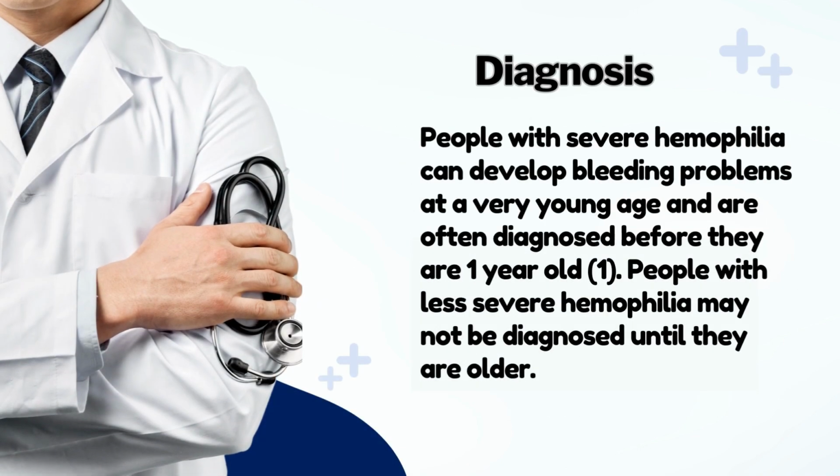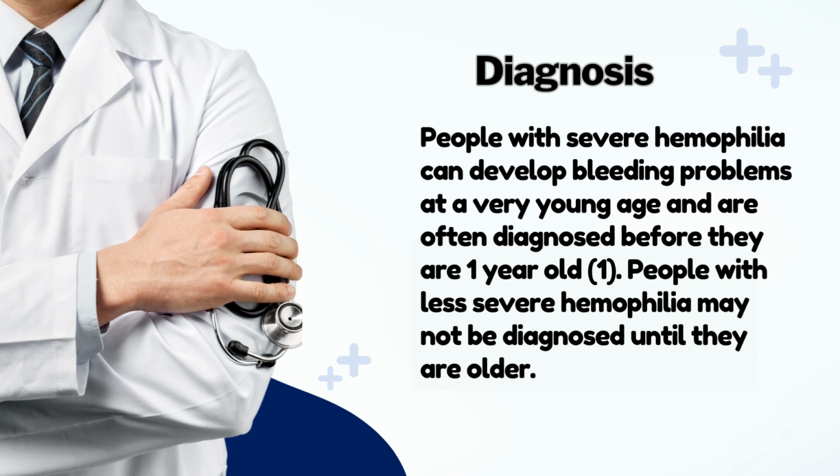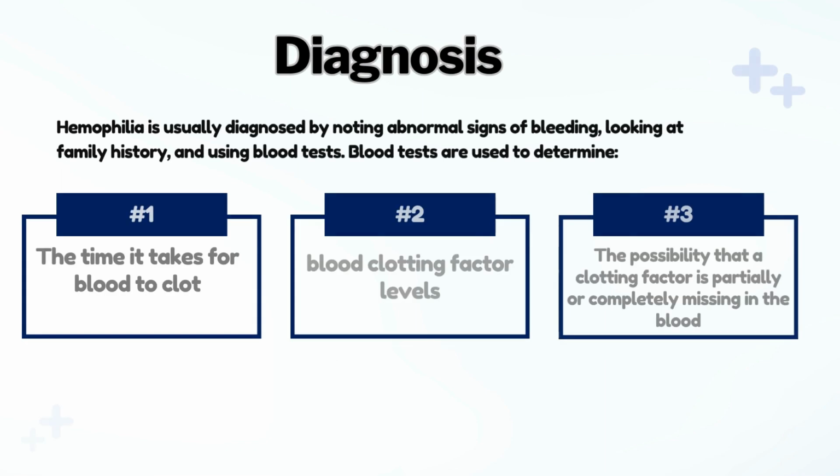Diagnosis. People with severe hemophilia can develop bleeding problems at a very young age and are often diagnosed before they are 1 year old. People with less severe hemophilia may not be diagnosed until they are older. Hemophilia is usually diagnosed by noting abnormal signs of bleeding, looking at family history, and using blood tests. Blood tests are used to determine: 1. The time it takes for blood to clot, 2. Blood clotting factor levels, 3. The possibility that a clotting factor is partially or completely missing in the blood.